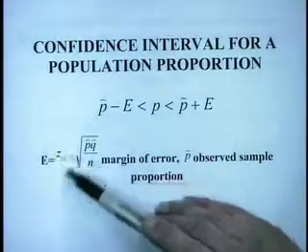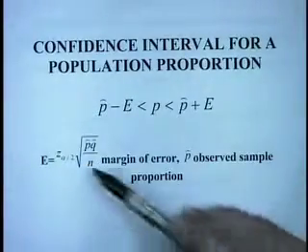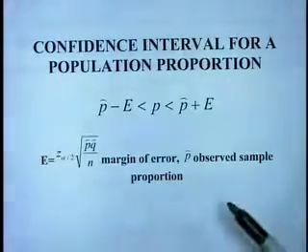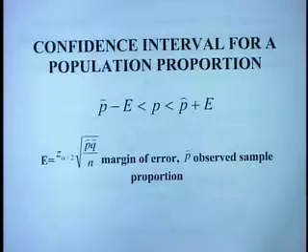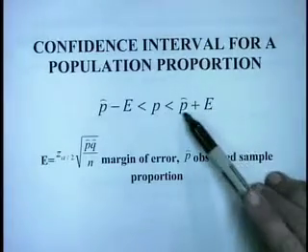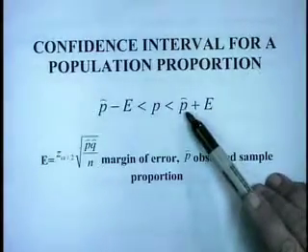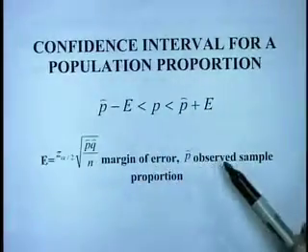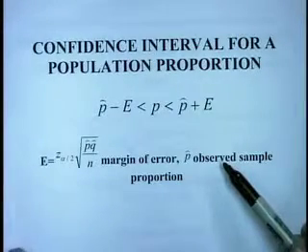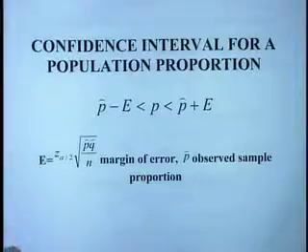And then once you have the Z alpha over 2, given a confidence interval, you can just plug in the formula to get the margin of error. Once you have the margin of error, what you need to do is add this to your actual proportion and subtract this from your actual proportion to get an estimate for the confidence interval. So let's look at an example.